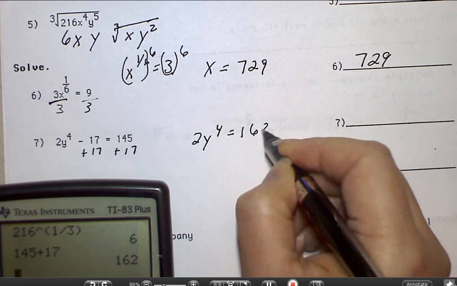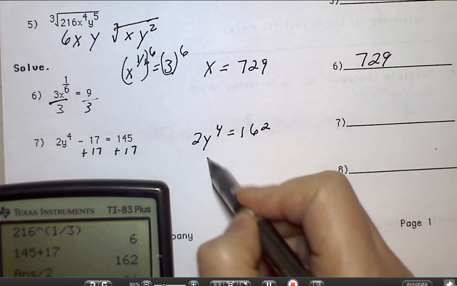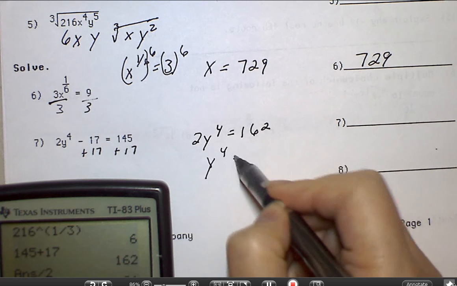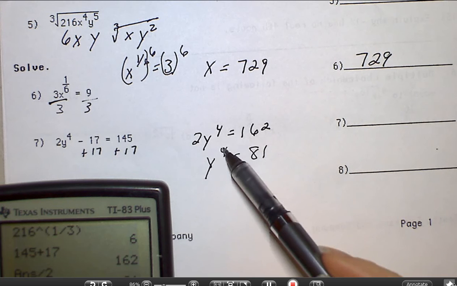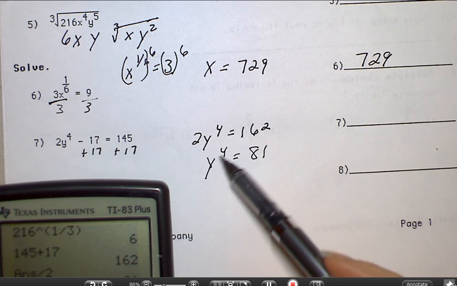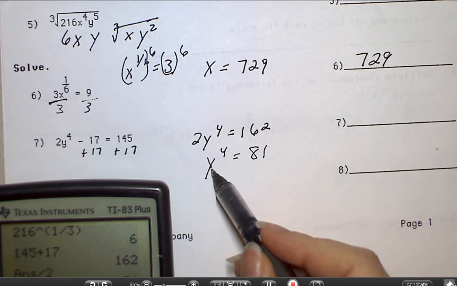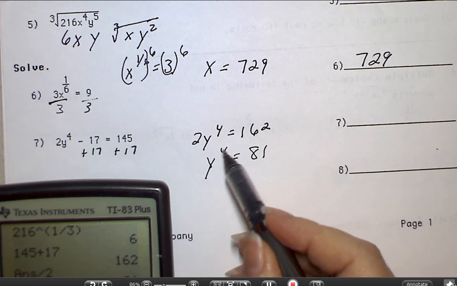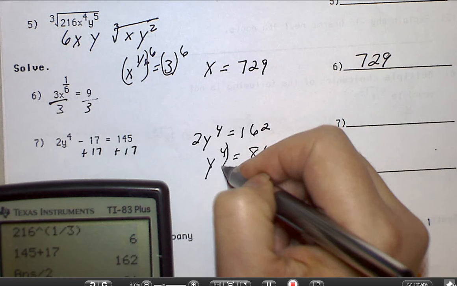Then what do I have to do? Yes, divide by 2. So I divide by 2, I have y to the 4th equals 81. Now remember, since we have an even power, that means we're going to be looking for how many solutions? 2. So what's the opposite of the 4th power? The 4th root, which is raising it to the 1/4.